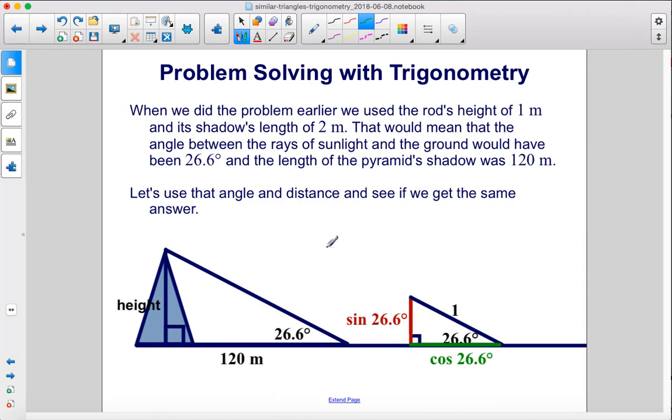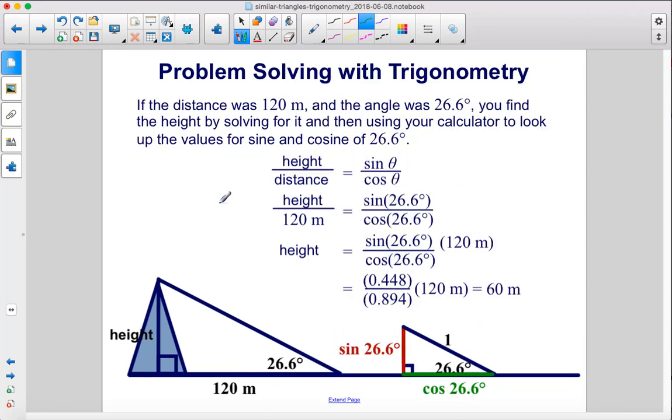When we did the problem earlier, we used the rod's height of 1 meter and its shadow length of 2 meters. That would mean that the angle between the rays of sunlight and the ground would have been 26.6 degrees, and the length of the pyramid's shadow was 120 meters. Let's use that angle and distance and see if we get the same answer.